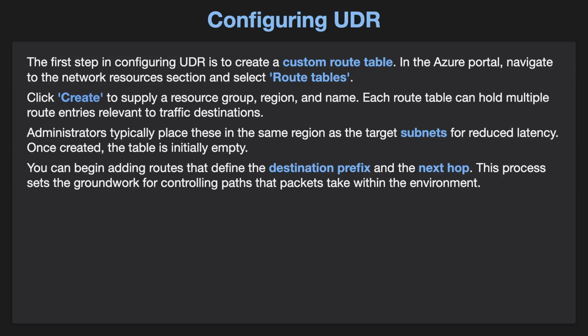The first step in configuring UDR is to create a custom route table. In the Azure portal, navigate to the Network Resources section and select Route Tables. Click Create to supply a resource group, region, and name. Each route table can hold multiple route entries relevant to traffic destinations. Administrators typically place these in the same region as the target subnets for reduced latency. Once created, the table is initially empty. You can begin adding routes that define the destination prefix and the next hop. This process sets the groundwork for controlling paths that packets take within the environment.